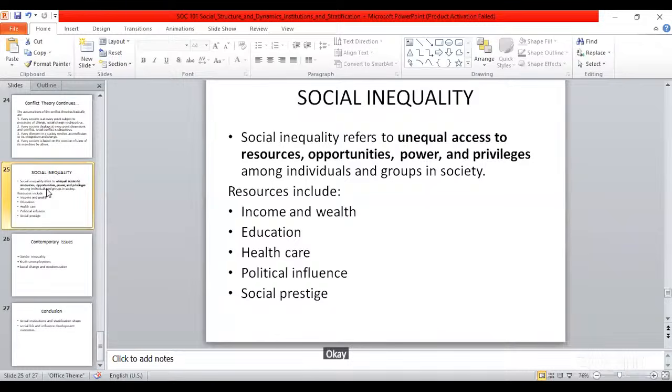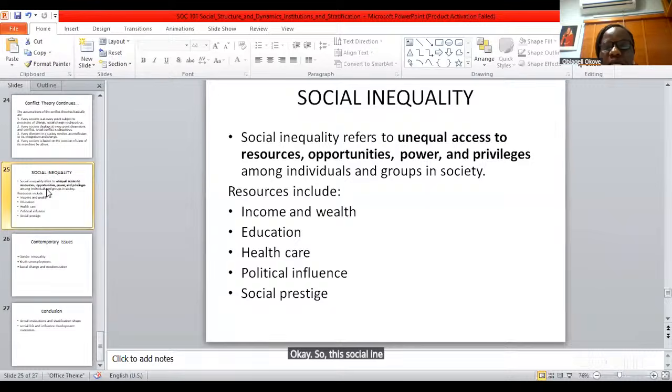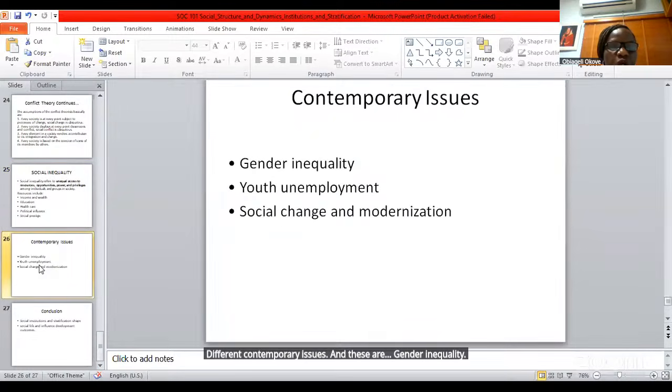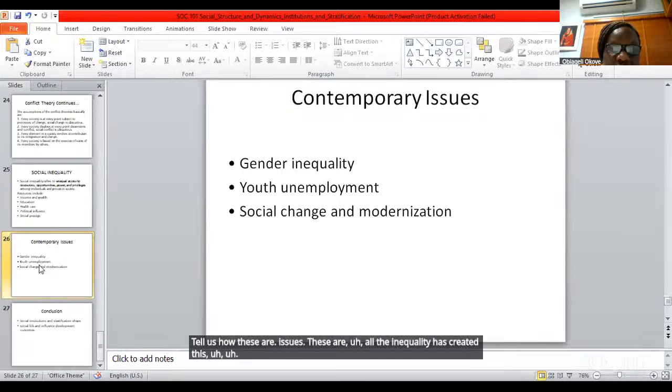Okay. So this social inequality has given rise to different contemporary issues. And these are gender inequality, youth unemployment, then social change and modernization. Can somebody help us to discuss this? Because gender inequality is becoming a problem. Youth unemployment and then social change and modernization. Can someone help us and tell us how these inequalities have created these issues? Help us discuss gender inequality.